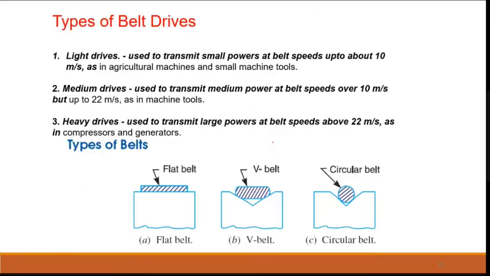Okay, right. When you look at the types of belts, there are three different drives. One is a light drive, medium drive, and a heavy drive. So light drive is limited to 10 meters per second, right? So the velocity is limited to 10 meters per second. Medium drive is from 10 to 22. Heavy drives is more than 22, right? So for any compressor, generator, we go for higher velocity, right?